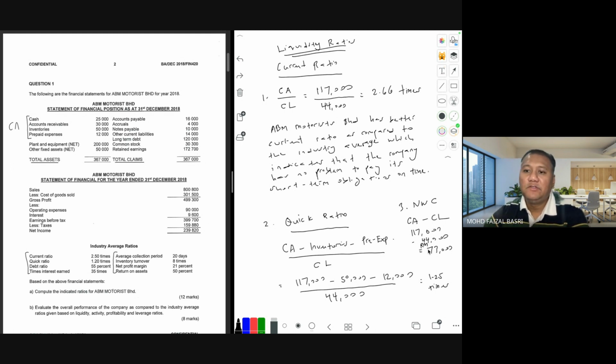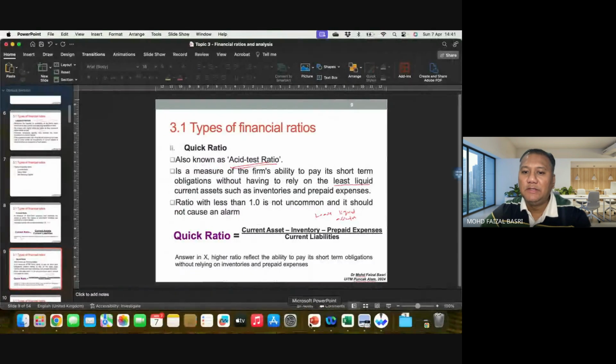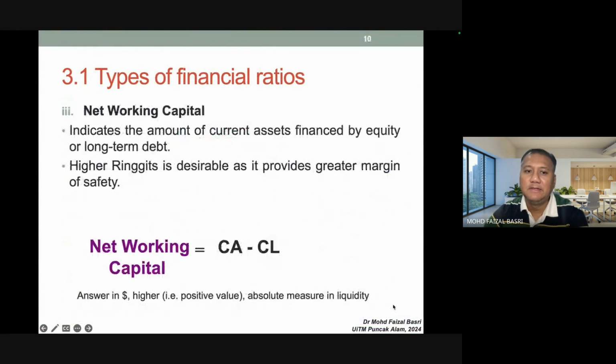Ringgit Malaysia, 73,000. So this 73,000 is actually representing the absolute amount of liquidity. So this is the amount of ringgit yang dia ada lah. Excess above current liabilities. So maknanya company ni ada excess 73,000 in terms of current assets, bila dia dah liquidate untuk bayar all the current liabilities.